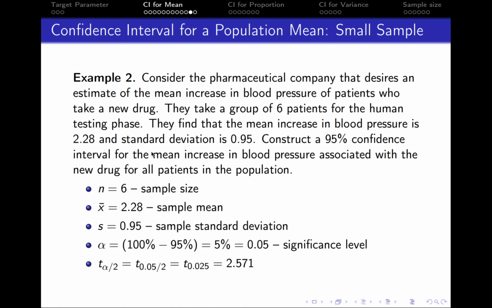We are asked to construct a 95% confidence interval, which means that the significance level will be 100 minus 95, which is 5% or 0.05. And since this is a small sample, we no longer can use the z-score. What we should use is a t-value. So in this case, we need a t-value for 0.025, so 2.5%, and for 5 degrees of freedom.